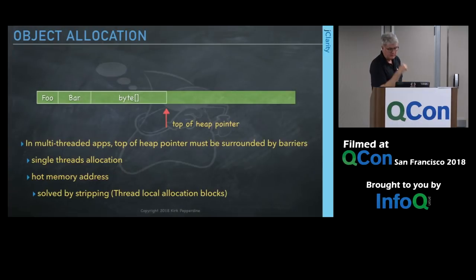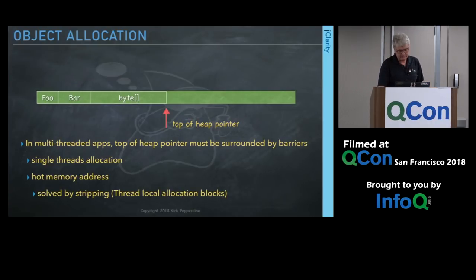Okay. In a multi-threaded application, if we just use this very naive scheme, of course, we're going to have a really hot pointer because we have all of these threads that are trying to allocate, and they're all going to try to bump this pointer up. That creates a hot lock because we have to put the barriers around the pointer. So what we're going to do is the equivalent of some striping.